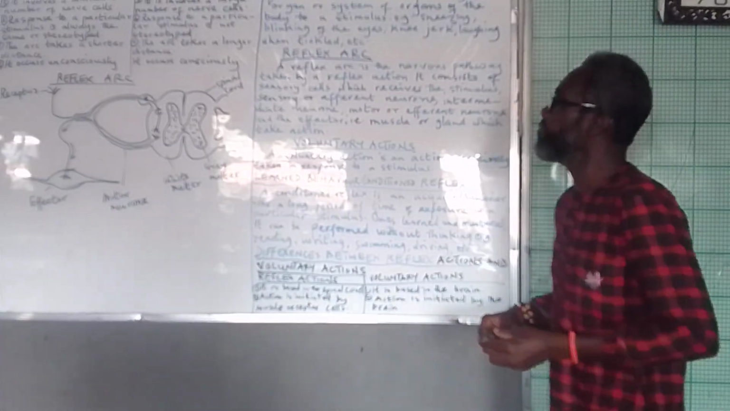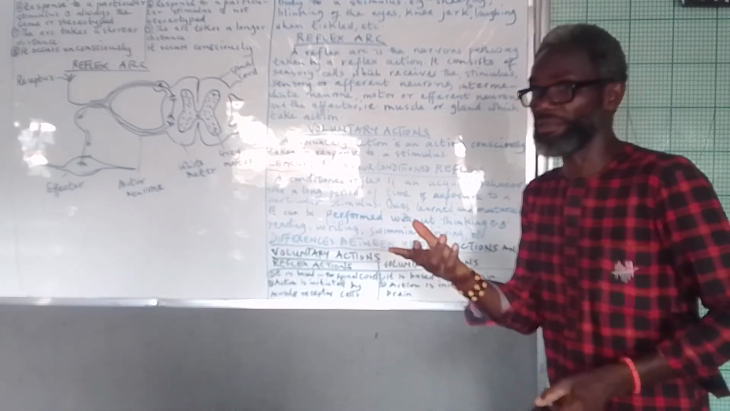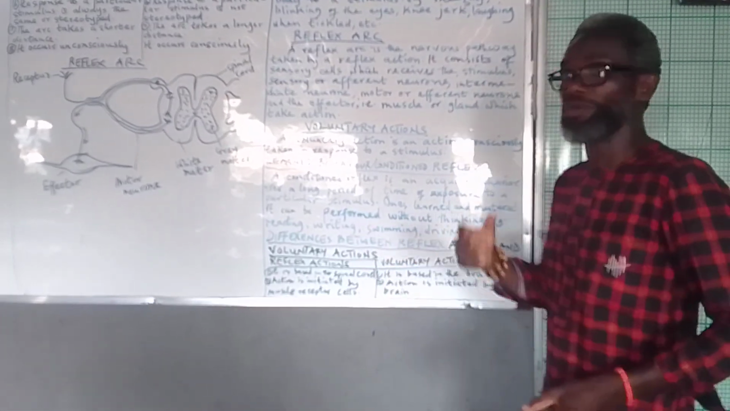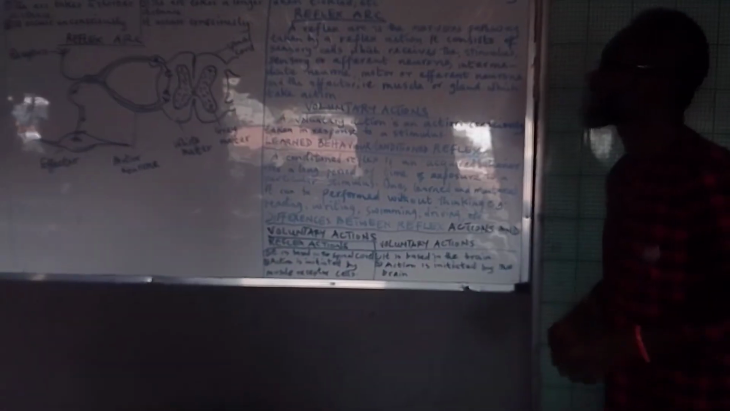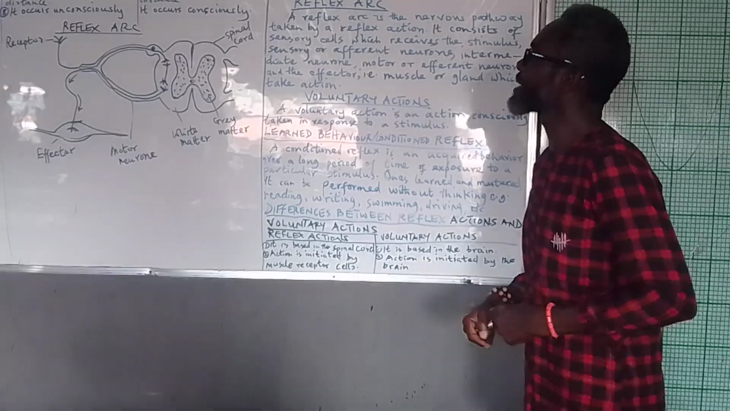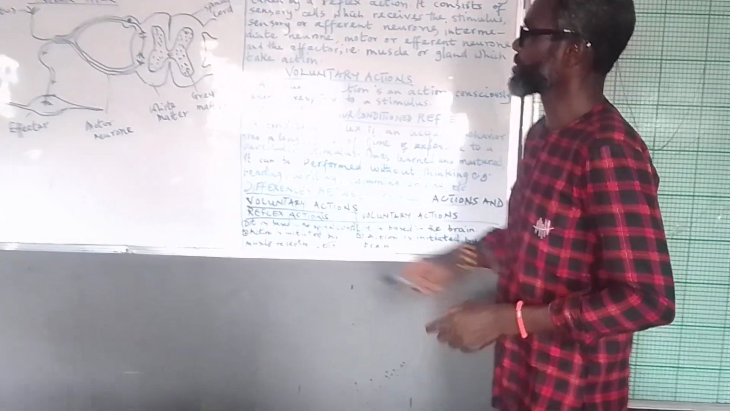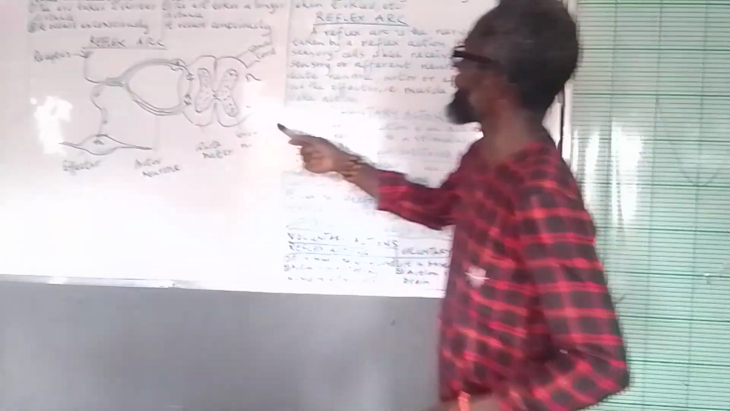Jerking of the knees. You cannot control. Coughing. You cannot control when it's coming. Laughing when tickled. They are all reflex actions. So we have what is called the reflex arc. Now this is the reflex arc, as you can see.